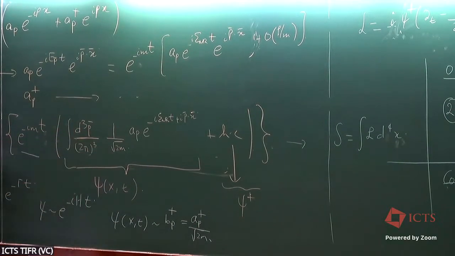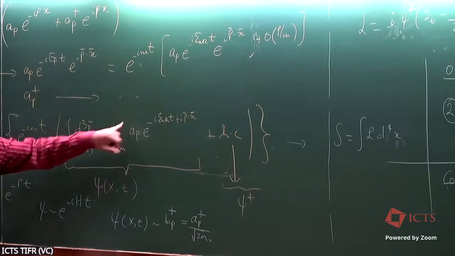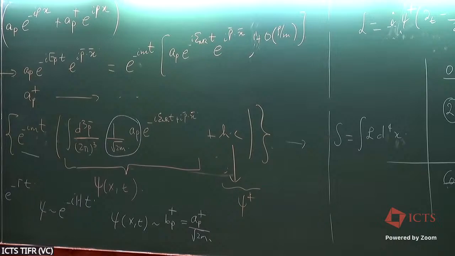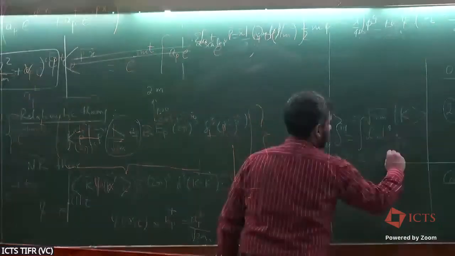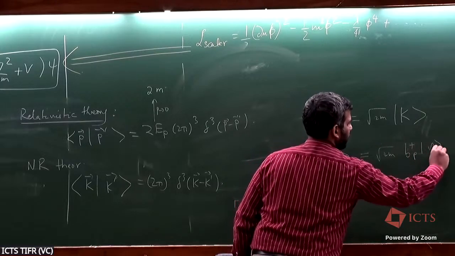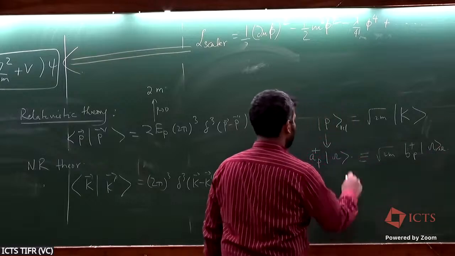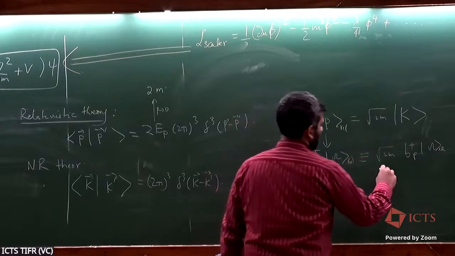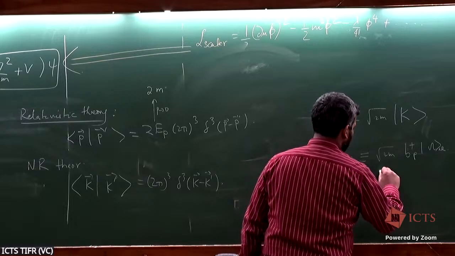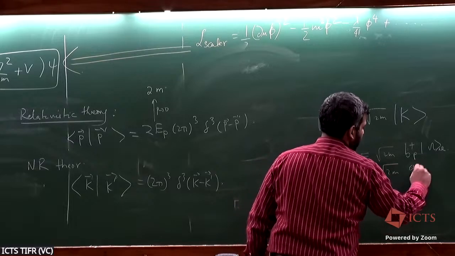After extracting out this 1 over square root of 2m, the operator that creates a one particle state is this. Okay, so this is something like square root of 2m b dagger p on the vacuum, but this is the non-relativistic vacuum. This is the relativistic vacuum. And so this immediately tells you that the square root of 2m condition is satisfied.